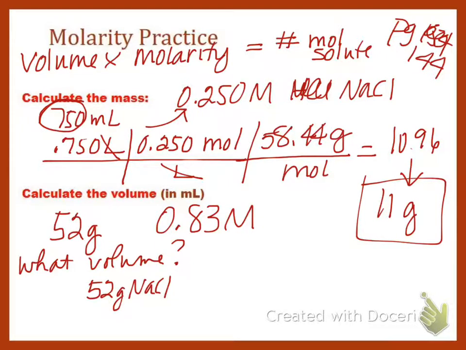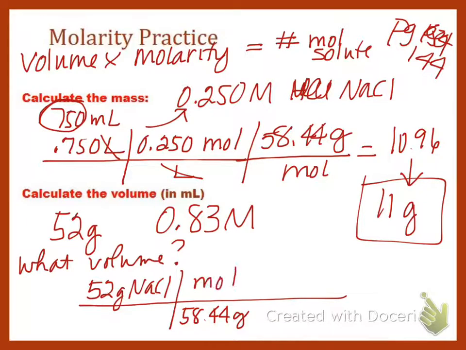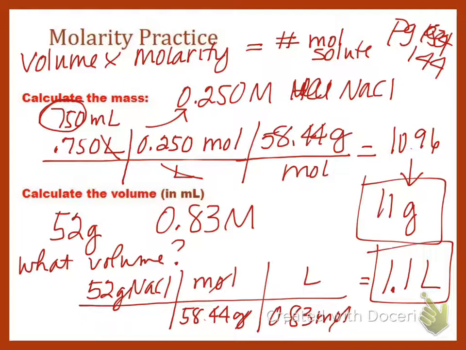I need to get to moles, so I'm going to divide by the molar mass, 58.44 grams per mole. Now I've gotten rid of grams, I want to get rid of moles. So I can divide by my molarity, 0.83 moles per liter. So I cross out moles. So I do 52 divided by 58.44 and the 0.83. And I would get 1.1 liters is how much that would form.